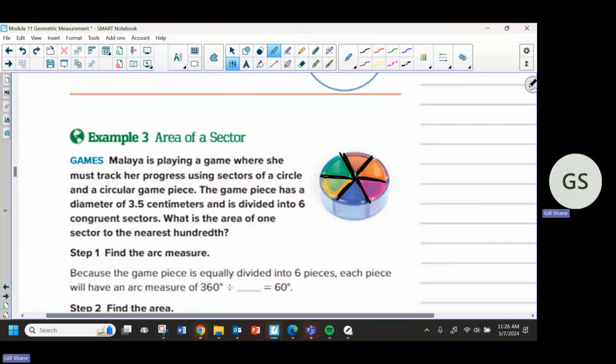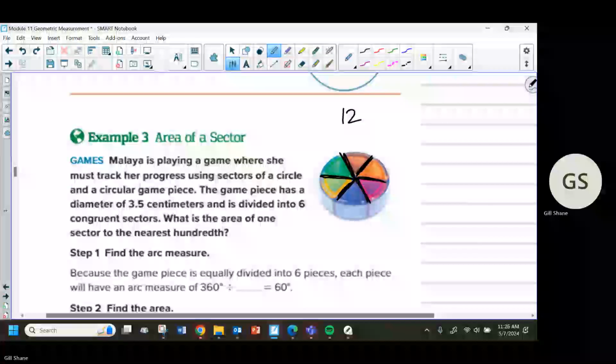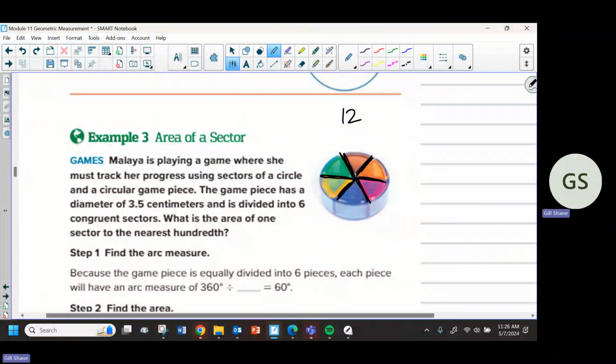If I know, I'll just make it easy, this whole piece of pie has an area of 12, what would one section be if there's 6 equal sections? 2, right? I just divide by 6. So if you know how many sections and you know they're all equal, you don't really have to go through that whole process. Just find the total area and then just divide by how many sections.